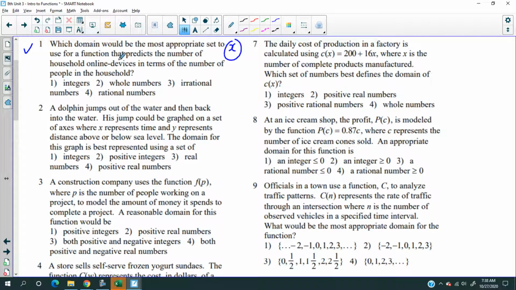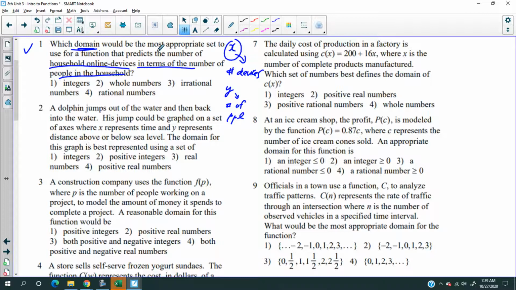Which x value would be most appropriate to use for a function that predicts the number of household online devices in terms of the number of people in the household? Okay, so think of it like this. X stands for number of devices. Y stands for the number of people. I'll just write PPL. All right. So think about it. Right now, they want to know the domain, so they want to know what the x value is. That's where our focus is.